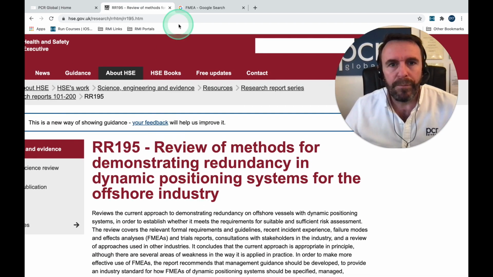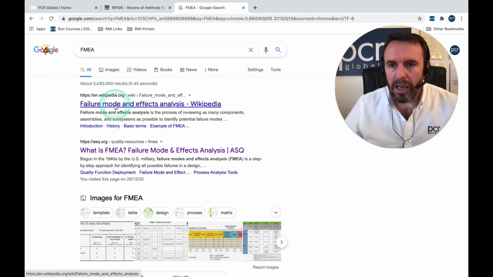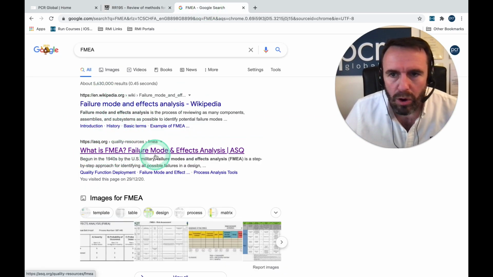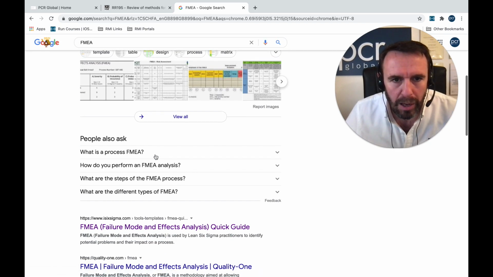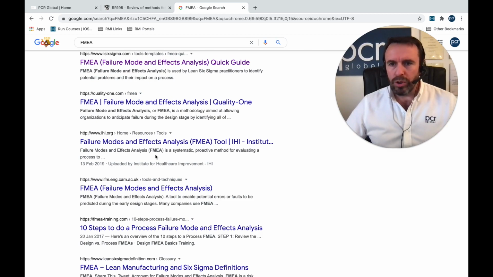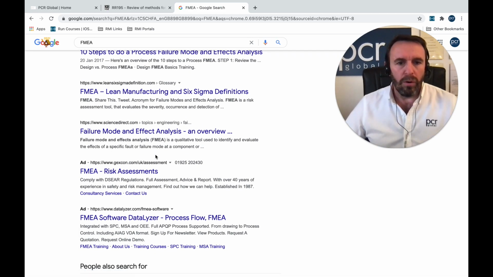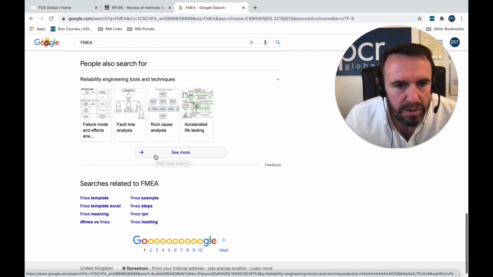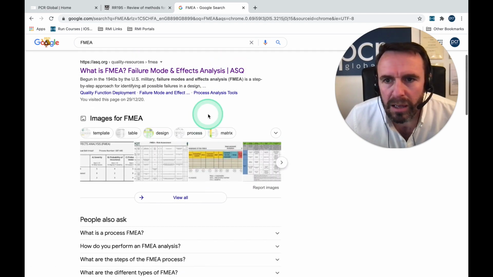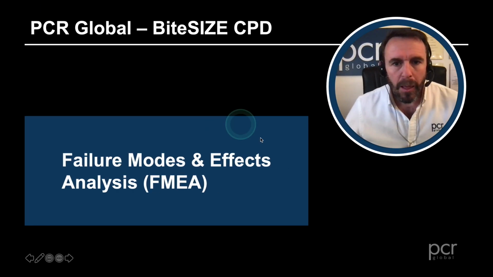A wider search on the internet for FMEA, we're obviously going to get Wikipedia. We're going to get a lot of quality organisations talking about FMEA. If you go onto YouTube, you're going to get a lot of videos on there as well, all of varying benefits. But it's certainly a well-used and quite an old method.